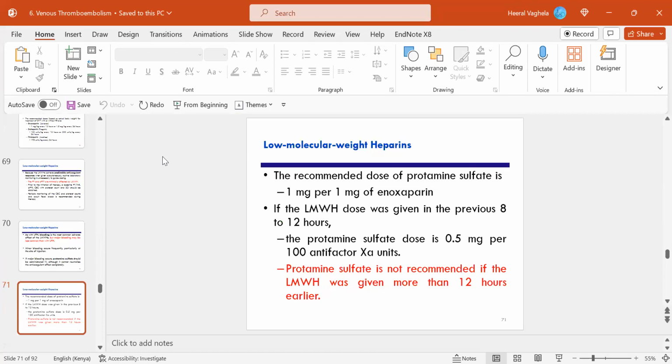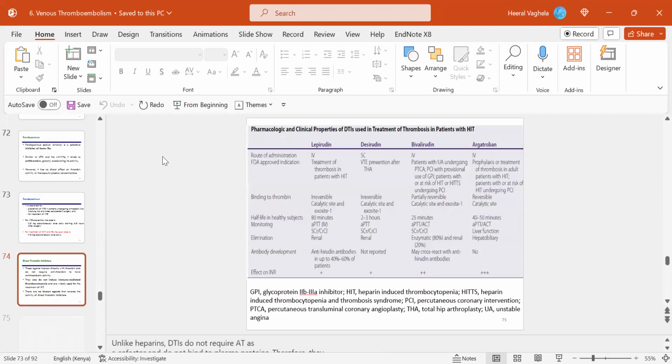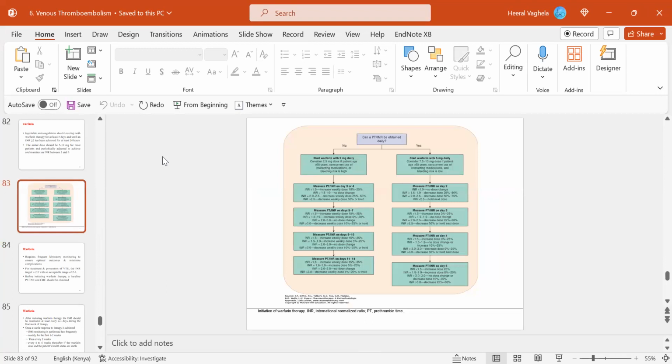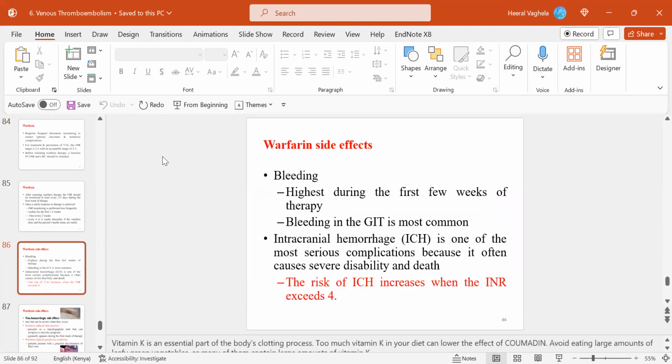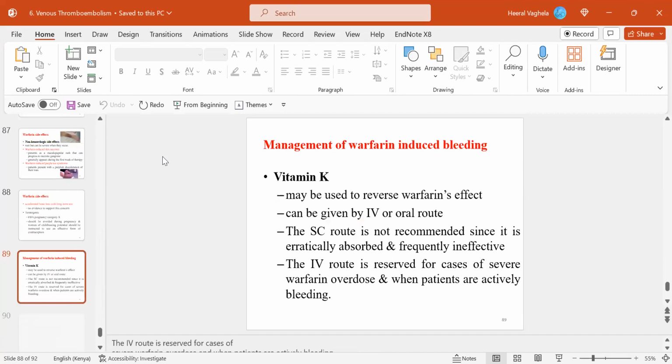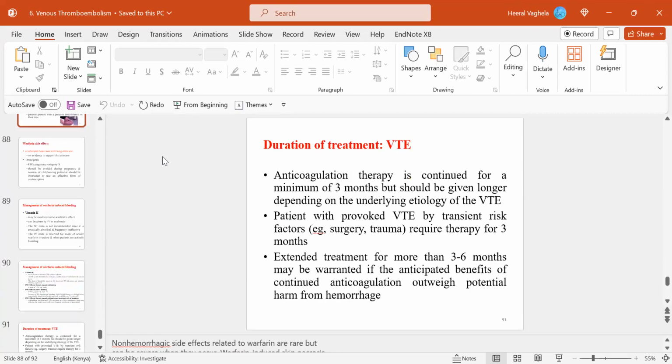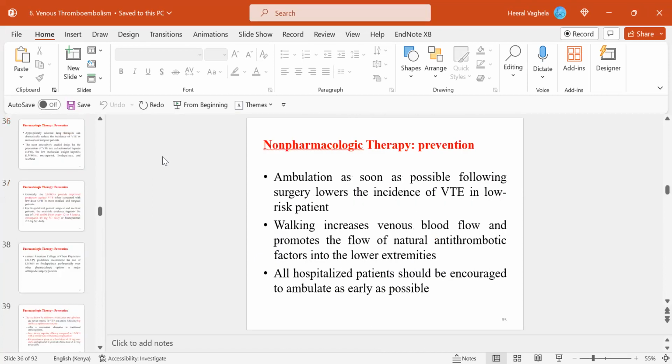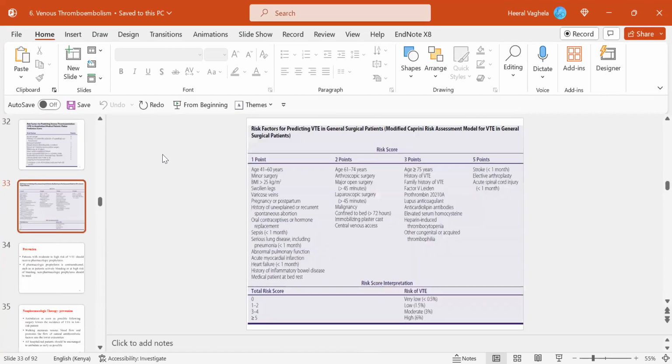Then when we come to the pharmacologic therapy, we'll have the anticoagulants. Acutely, we'll have something like heparin to break down the clot, but then we can give it with warfarin as a secondary prevention for future clots. Yeah.